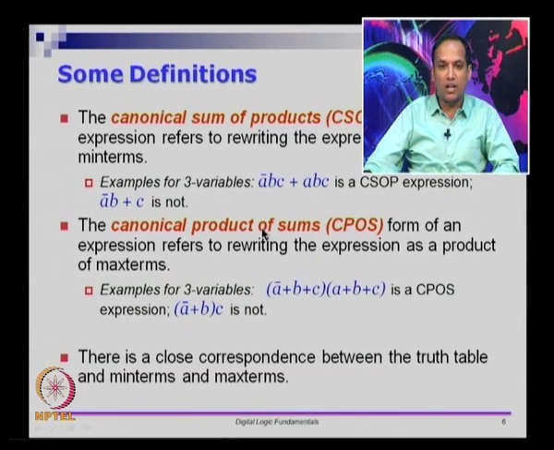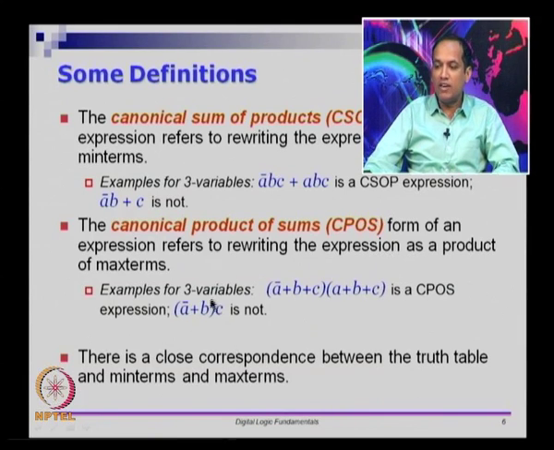Equivalently, we have the canonical product of sums, where there is a product between sums, and each sum term should be a max term. So, this is a max term and this is a max term, so this is a canonical product of sums. I am not implying that this expression is equivalent to this expression. This is a different expression. This is a valid SOP expression, but it is not a CSOP expression. Similarly, this is a valid CPOS, or canonical product of sums, and this is not a valid canonical product of sums.